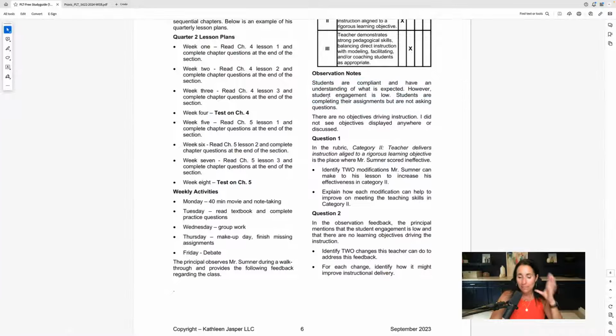We can tell right away as APs, especially if we have a lot of instructional leadership behind us, whether students are just compliant or whether they are engaged. Compliance is good. They're not acting up. They're not acting like fools and all of that, but it's not engagement. We want students engaged, okay? And that there is no learning objective driving instruction.